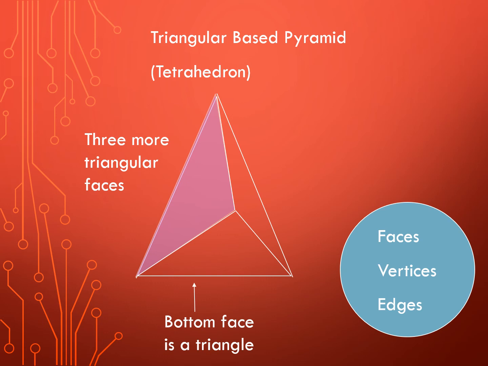So how many faces are there? There's 1 at the bottom and 3 standing up, so there are 4 altogether. How many vertices are there? There's 1 in each corner on the bottom and 1 at the top, so that's 4 altogether. And how many edges are there? If we count up the edges, we get 6.